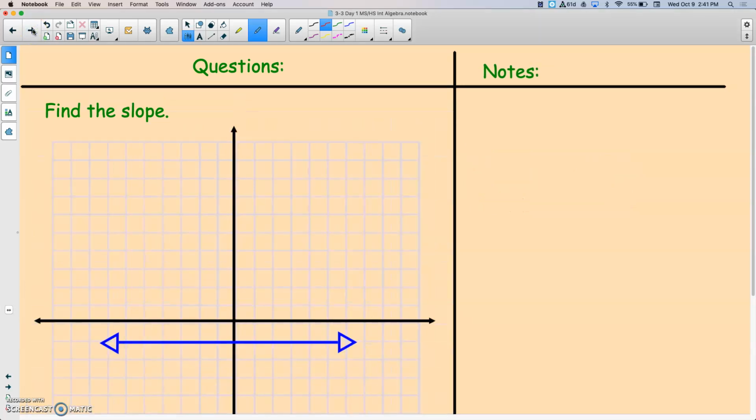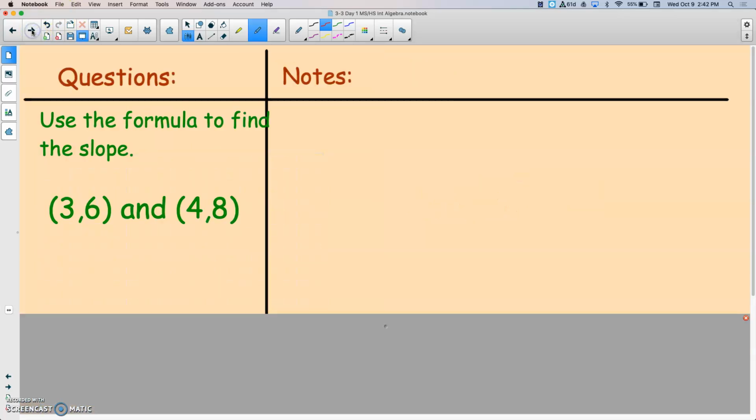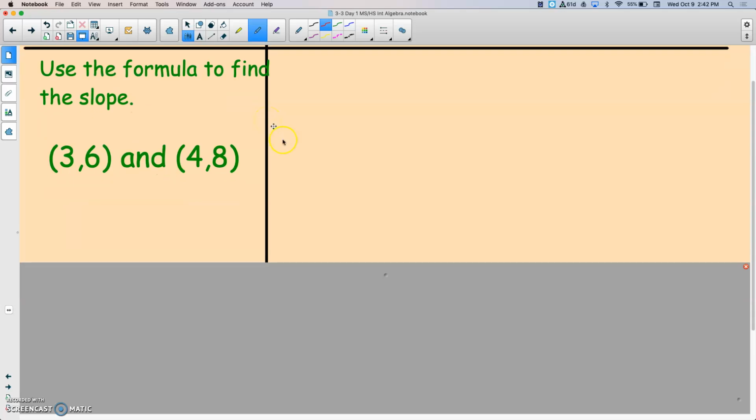This one, I can put 2 points wherever I want, but it doesn't really matter this time because this one has a slope of 0. That is flat, no steepness, slope of 0. And then this one I can put 2 points on, but I don't need them on this one either. It's undefined, straight up and down vertical, undefined. So you don't need to do 2 points and count the rise over run if it's horizontal or vertical.